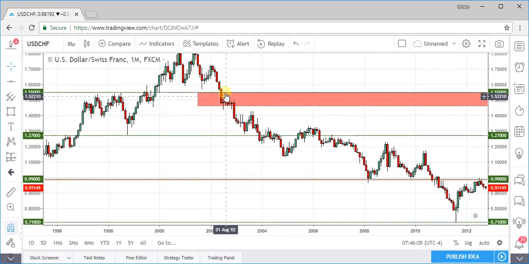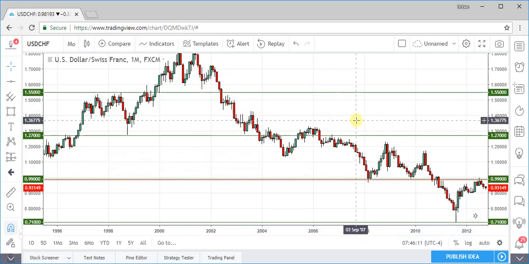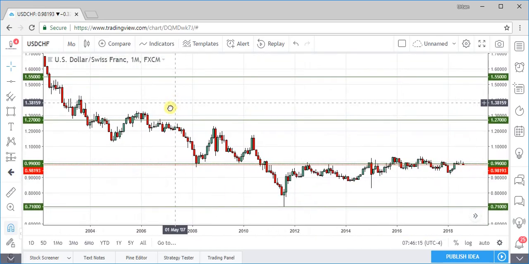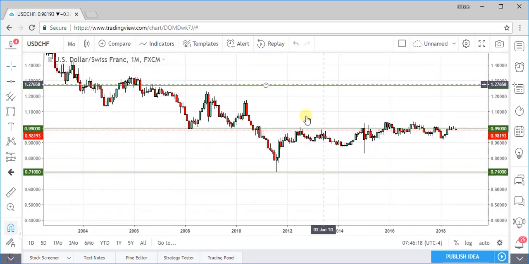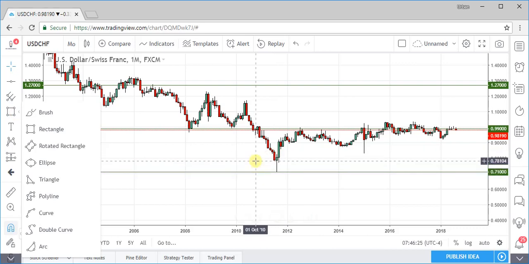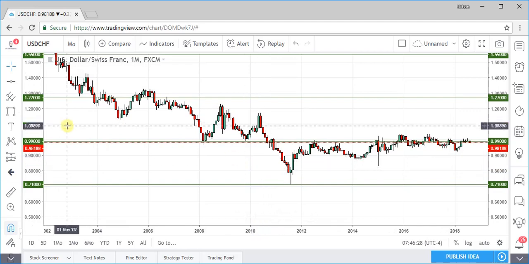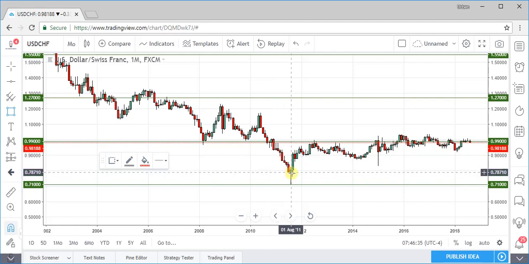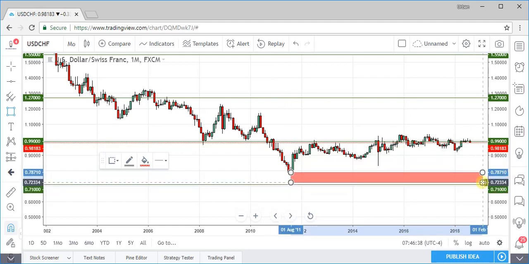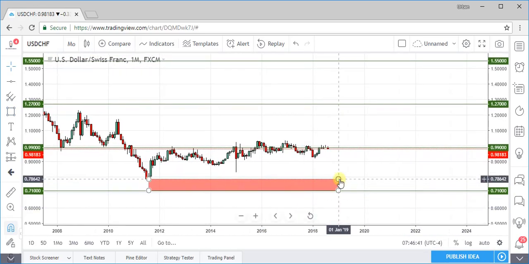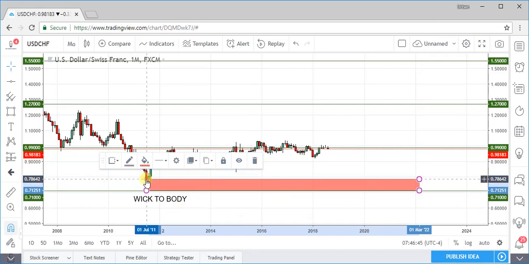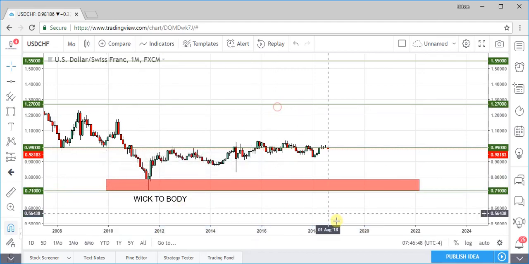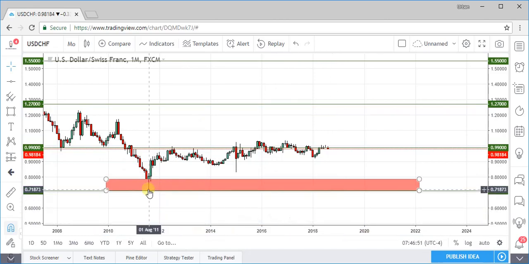Okay, got that from here. Better yet, don't even use that. Don't even learn that markup skill. All right. Here. All right, wick to body.